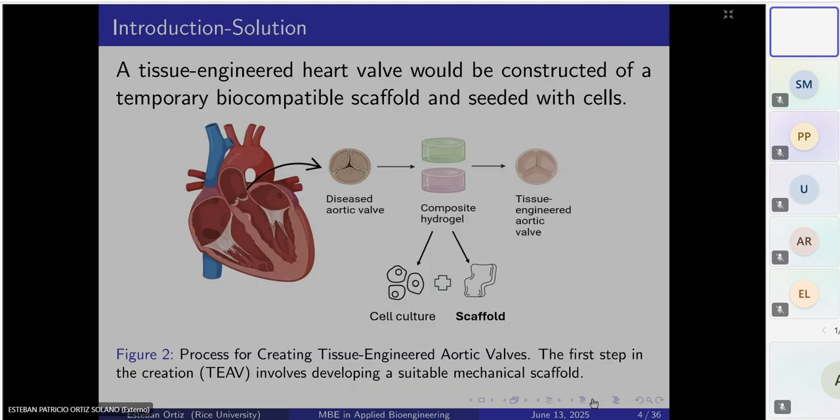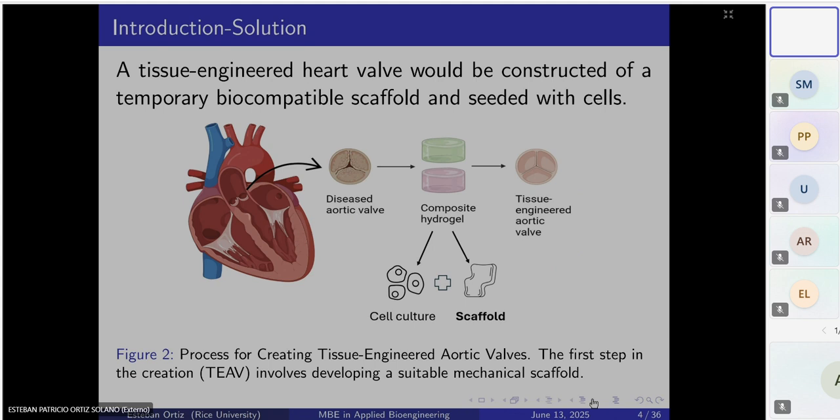So one option is developing a tissue engineered valve. What is the meaning of tissue engineering? Instead of fabricating something with plastic, with polymers, with metals, we're trying to replicate the same kind of tissue that we can find in the native valve.